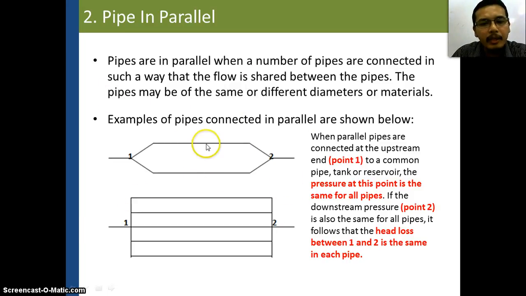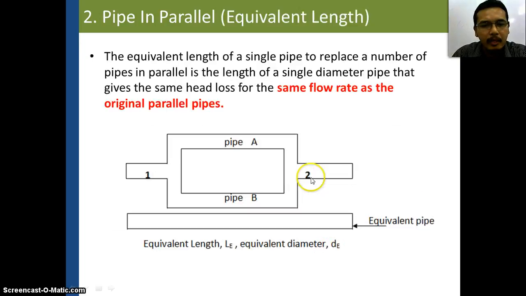So what we have learned is that in parallel pipes the pressure is equal and the head loss is equal. From these two main characteristics, we can simplify the two parallel pipes into a single pipe. For example, here you can see that pipe A and pipe B change to the new equivalent pipe, with new length and new diameter. We have two different materials or two different diameters for pipe A and pipe B.